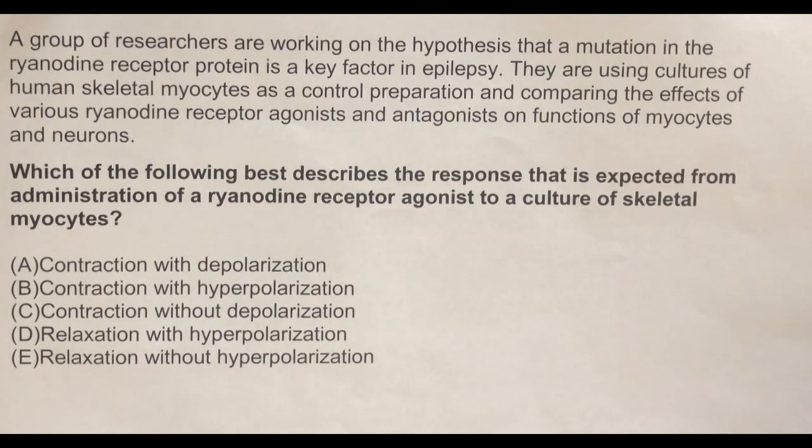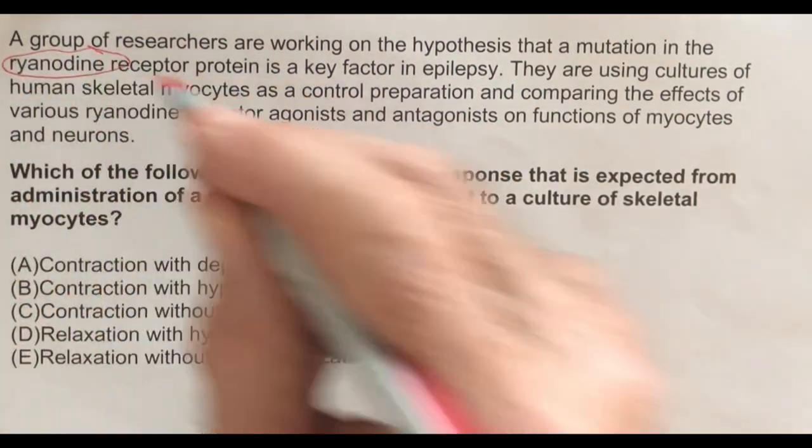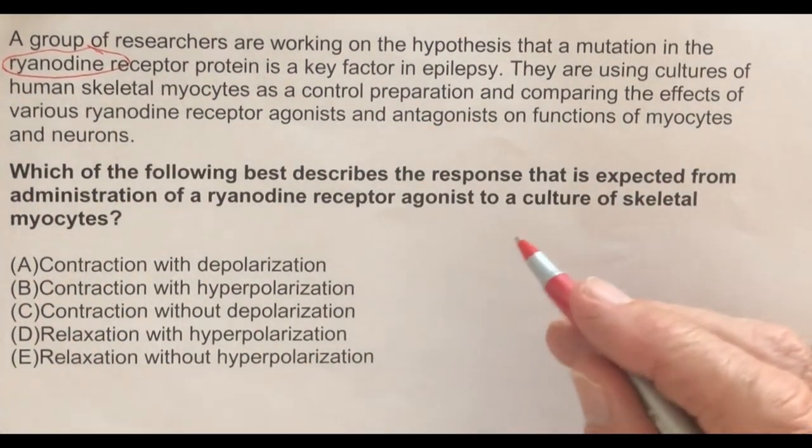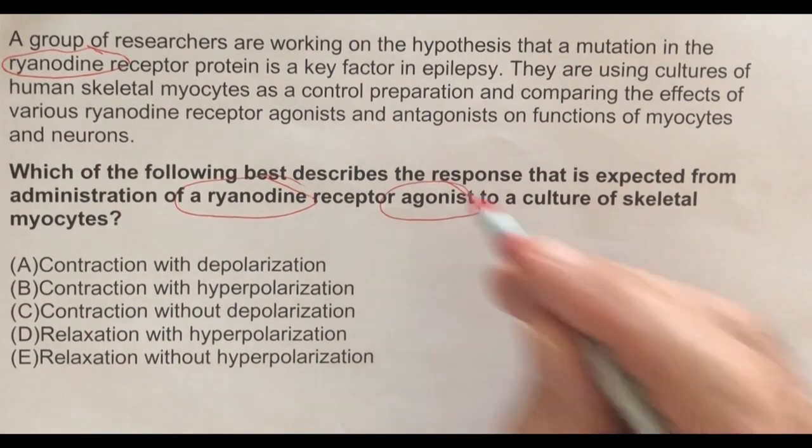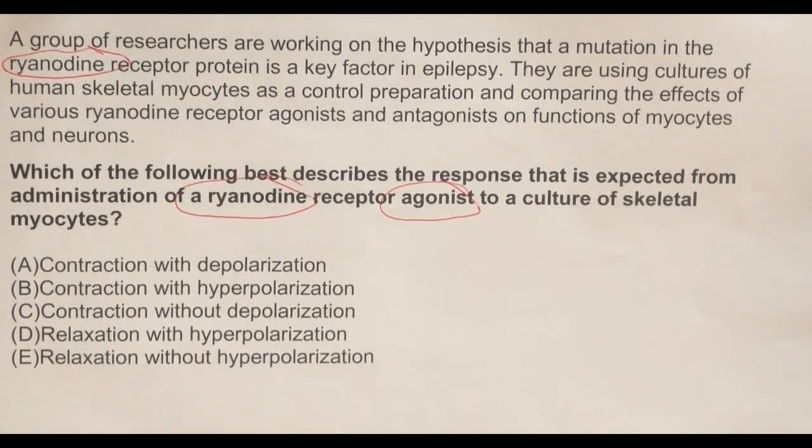The key to the question is ryanodine. We can see in the clinical vignette there's a mutation in the ryanodine receptor that's being studied. And here in the lead-in, the question itself refers to a ryanodine receptor agonist. An agonist is something that stimulates the ryanodine receptor. It binds to it and stimulates it, whereas an antagonist is the opposite. It binds to it, but it inhibits it. So let's see. Where do we find the ryanodine receptor?